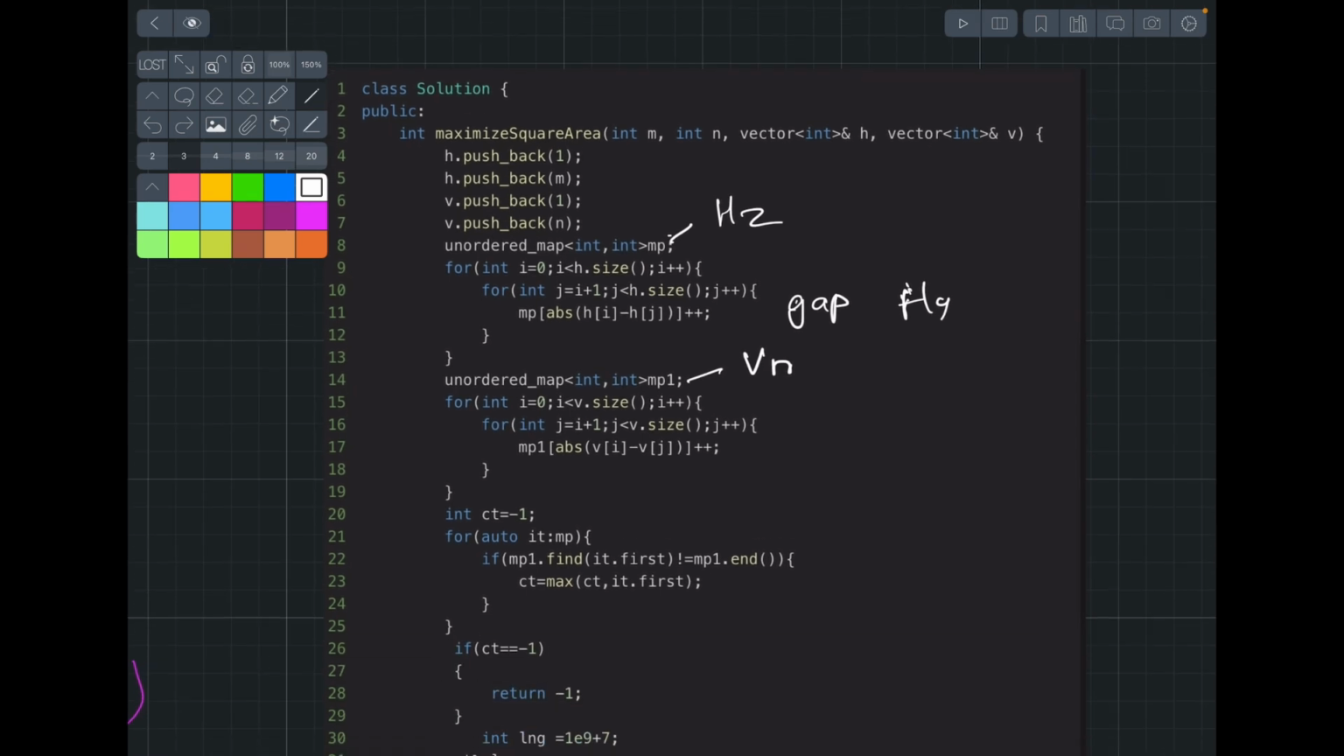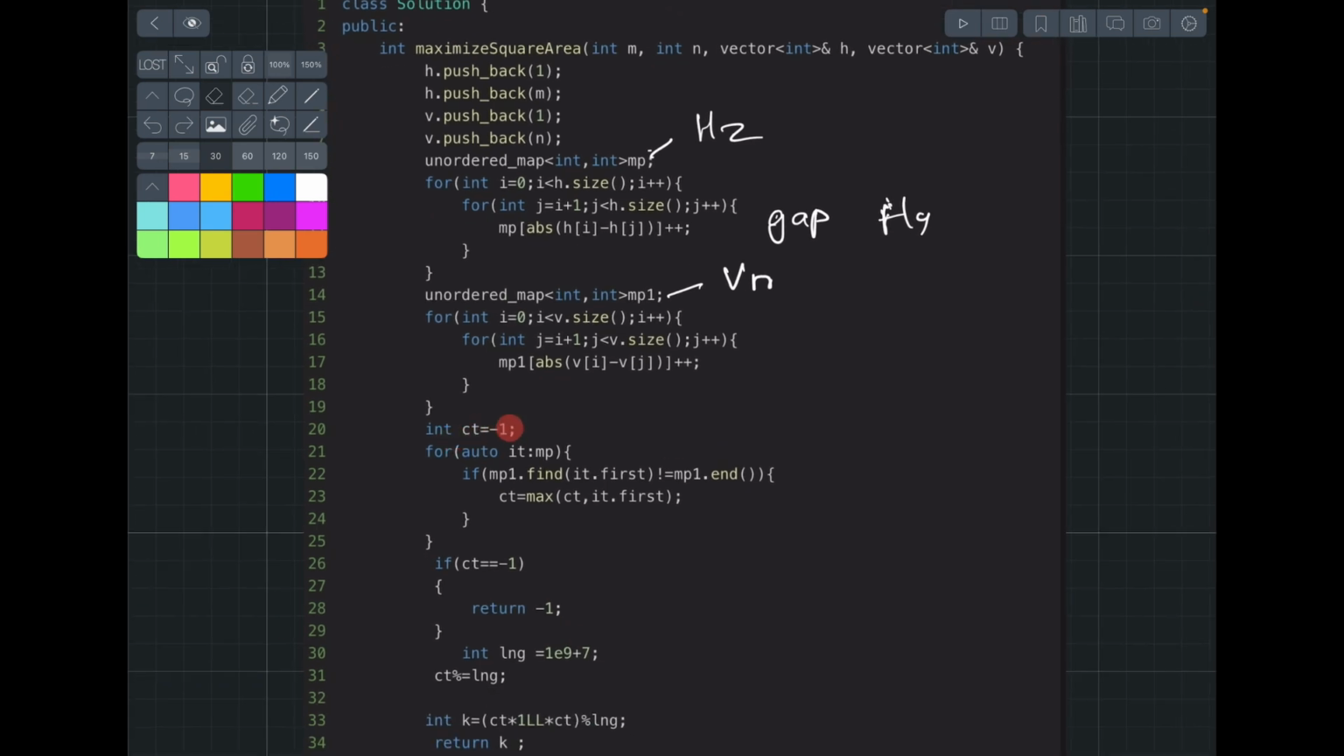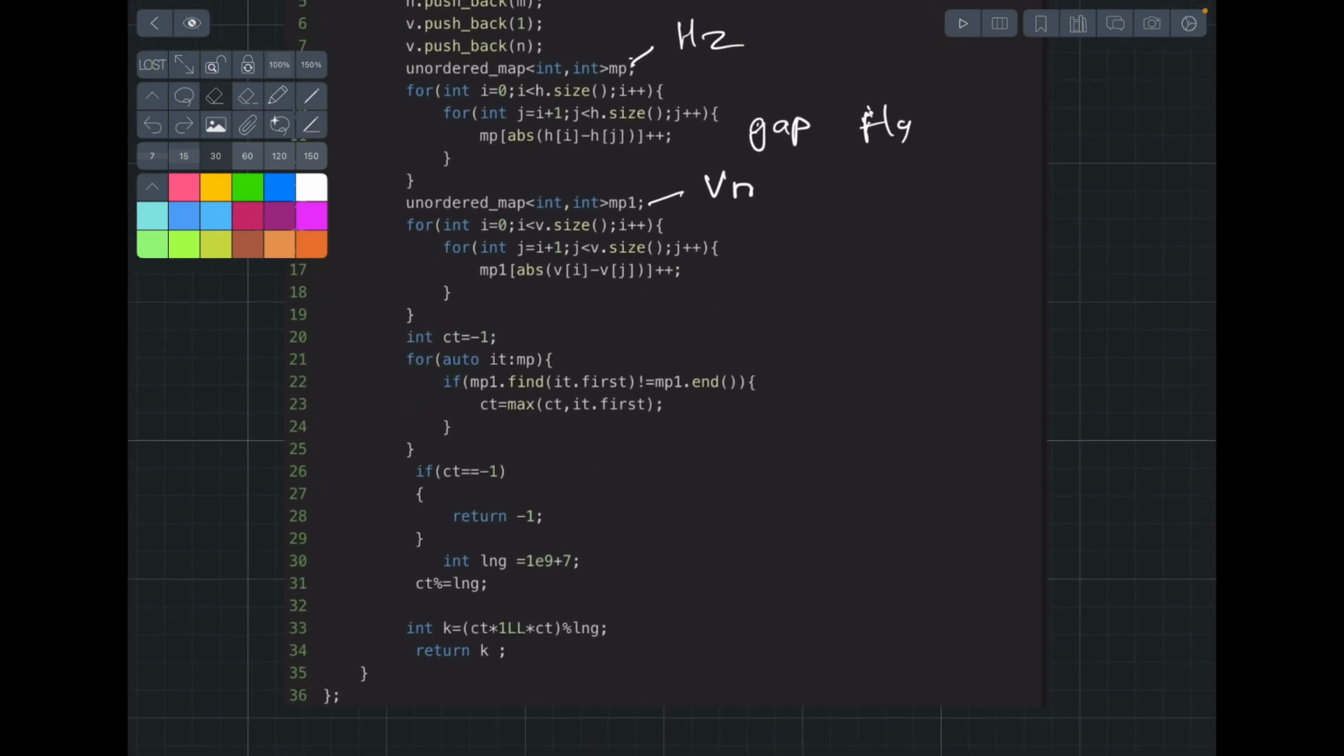Whichever gaps are the same in horizontal and vertical, we will see the maximum between them. If there is no common gap, we will return -1. If there is any common gap, then we will return the maximum one, and return its square, modulo 1e9 plus 7.